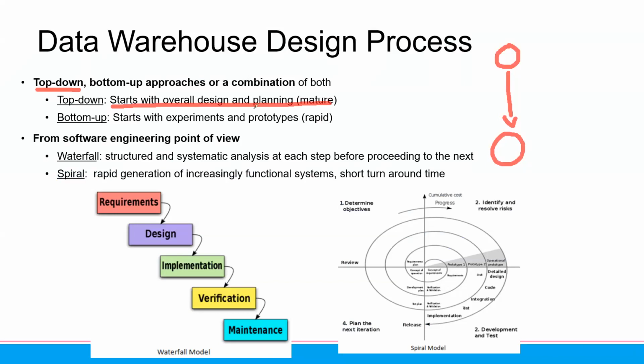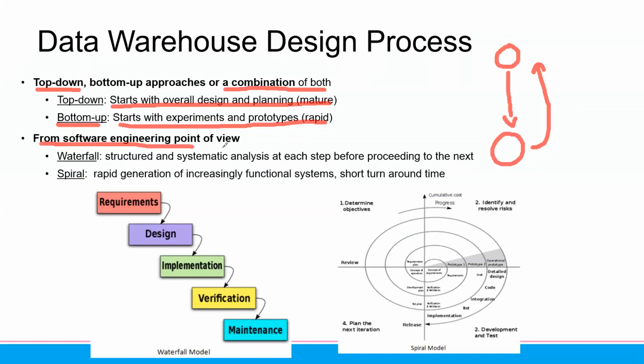But sometimes it can be bottom up. So from the data itself, you do some experiments and then you design your data warehouse. So we can make a kind of prototype, and people call this rapid prototype, and you can make your data warehouse. Sometimes it can be combined. So the combination of both can be done.